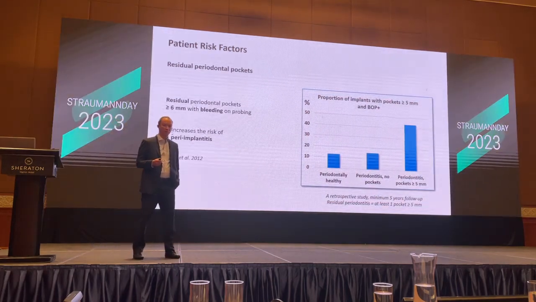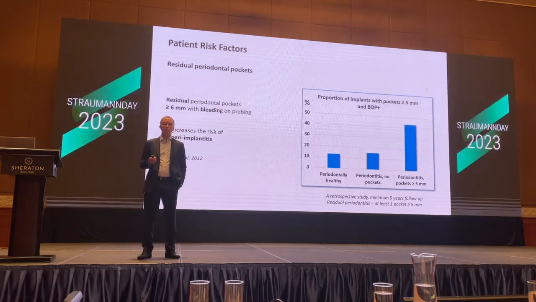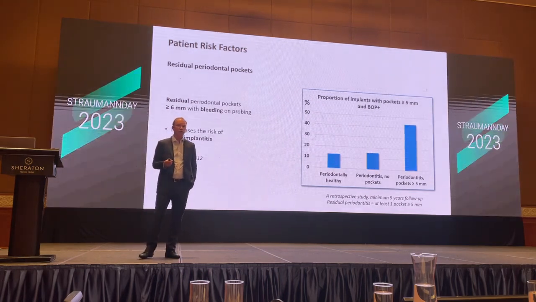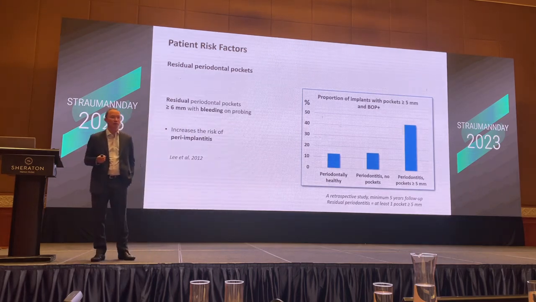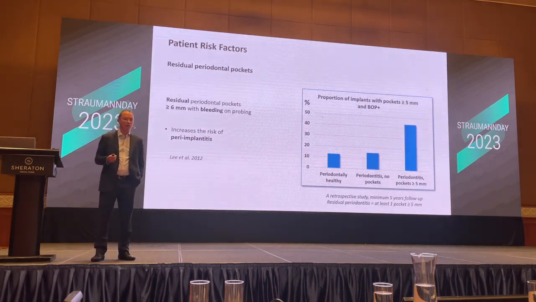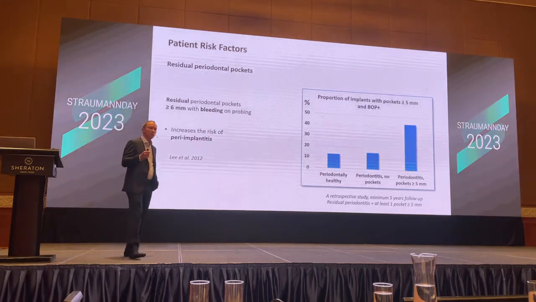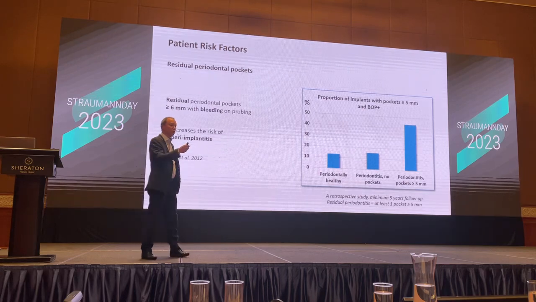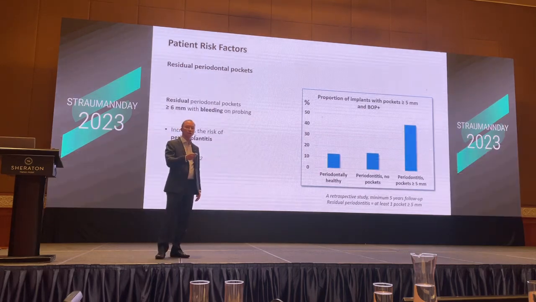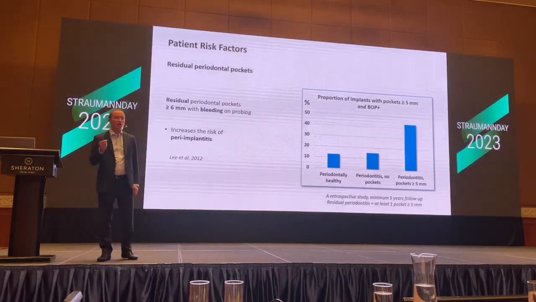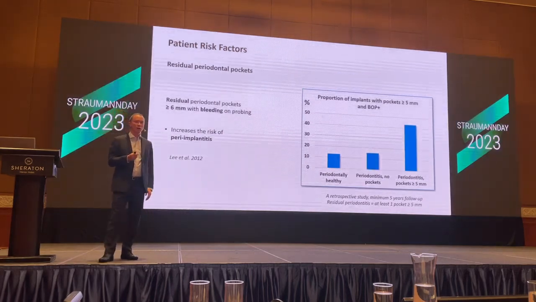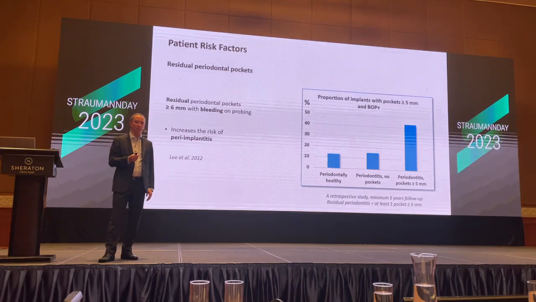Periodontitis, we know, is a risk factor. And if you have patients with residual pockets of 6 millimeters or more, with inflammation and bleeding after probing, they have a much higher risk of developing periimplantitis. So these can be patients who you are treating, who have been treated but still have residual pockets. In other words, they still have active disease. So these patients are not good patients to have implants placed.